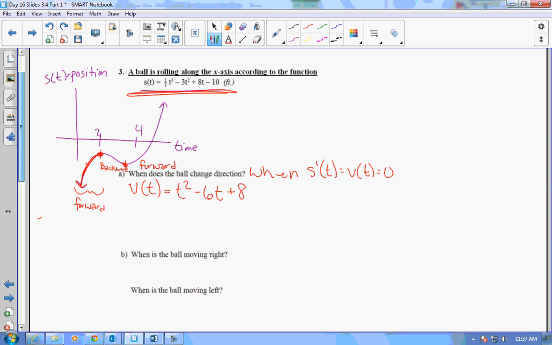Okay, so if we want to know when it changes direction, we want to know when velocity equals 0. So what would you do? You're going to do what? Set it equal to 0, and then we have a nice little quadratic, which you guys can factor and find the zeros, solutions, and these would be the x-intercepts on the velocity graph. So where the velocity graph crosses the x-axis, those would be the tangent line of 0, the maxes and mins.